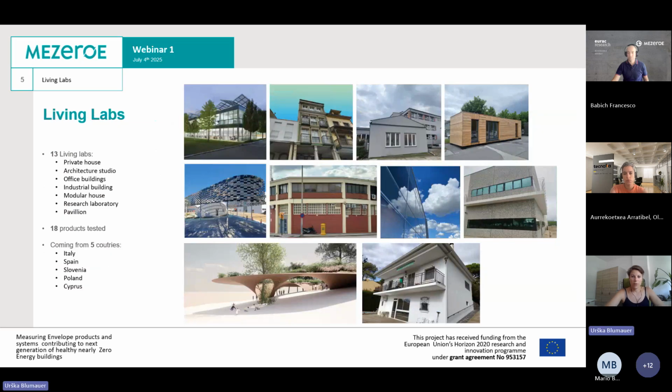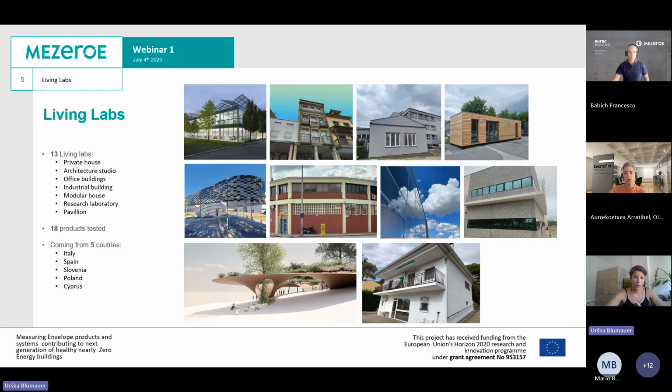And then here, just going briefly to the living labs, we have 13 living labs. Here you can see pictures of 12 of them. One I still don't have because it's fairly new. So we have different buildings coming from private houses, architectural studio, office buildings, industrial buildings, modular house, research laboratory, and a pavilion. We have tested with this approach 18 products.